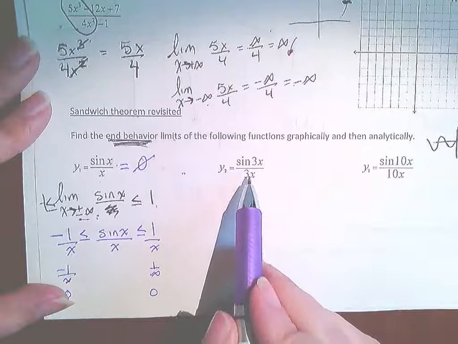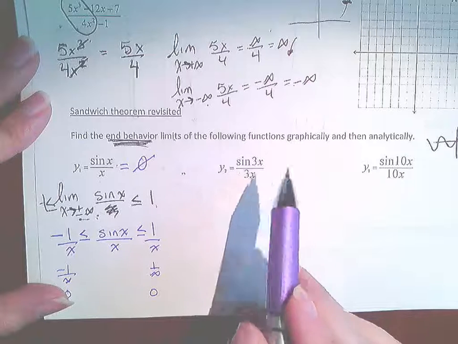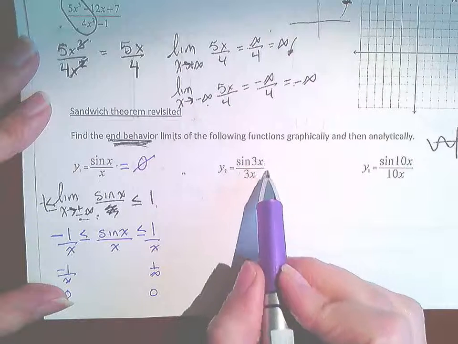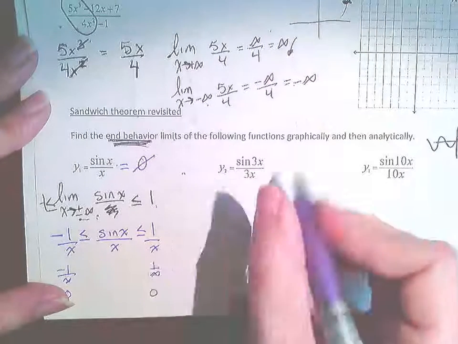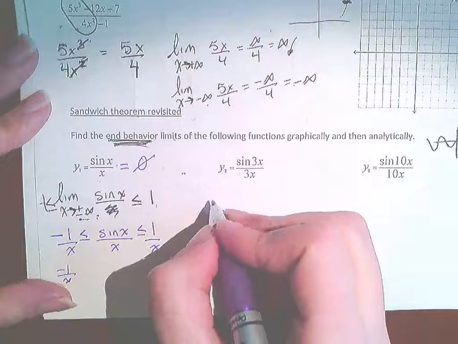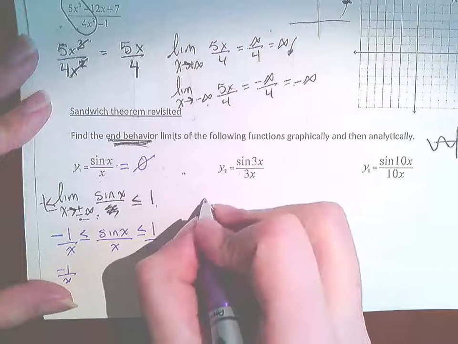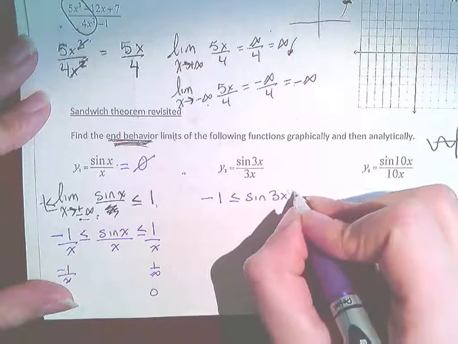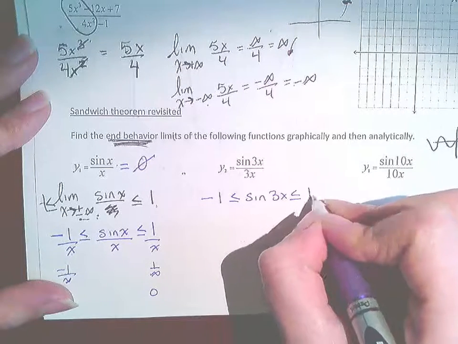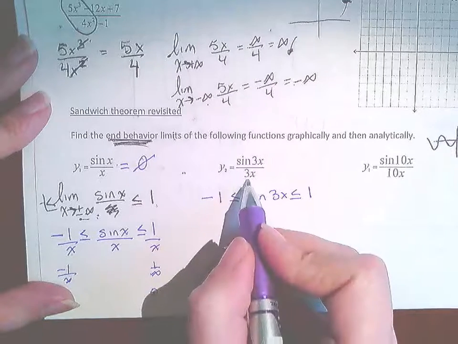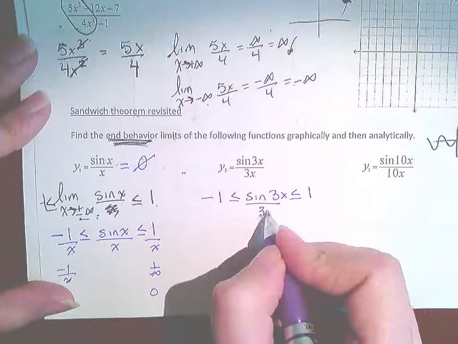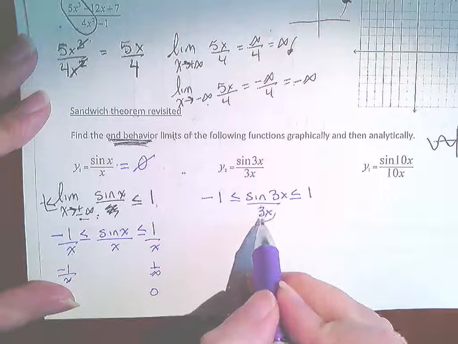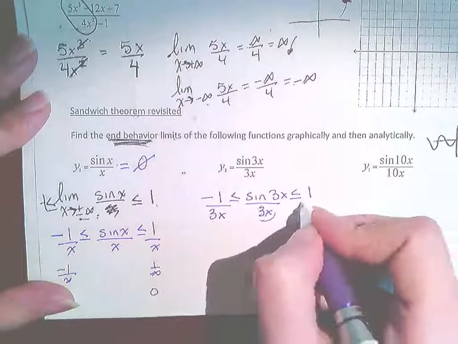Now, if we were to look at this graphically, if you were to graph sine of 3x, it also oscillates between -1 and 1. So -1 and 1, you can hold 3x. But the division by 3x does change it a little bit. So that is what needs to be divided on both sides of the oscillation.